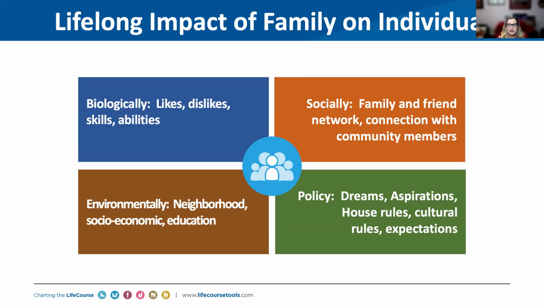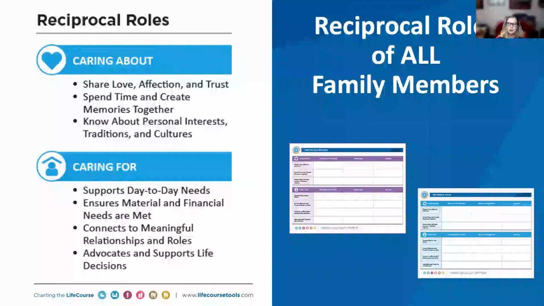Our social connections, our first social connections are usually connected to our family. And then eventually we form our own social connections, but we still have that connection to those family connections as well. Our policies of how we grew up, the house rules, our family culture, the expectations of different family members. And so throughout life, all of those things have an impact on us. Another thing we talk about is what we call the reciprocal roles of all family members. And so we divide reciprocal roles into two different things, caring for and caring about.